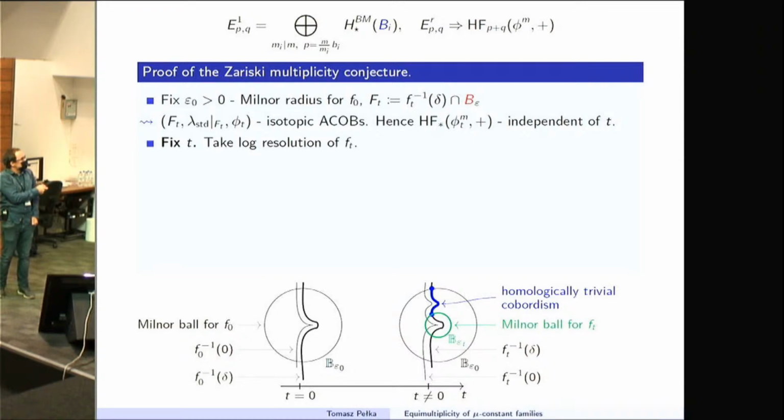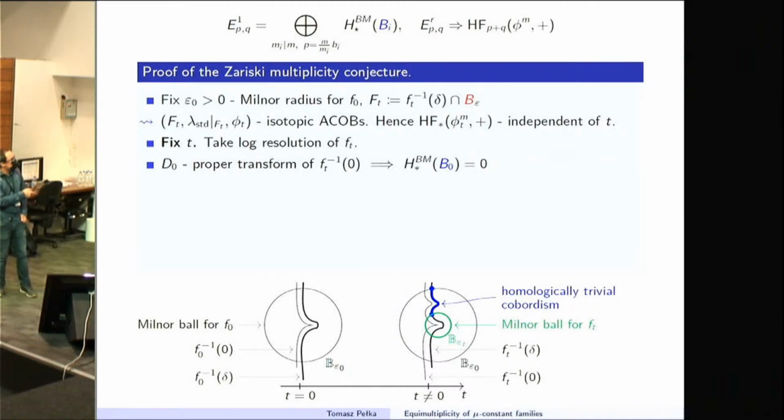Now this concerns the family. Now I fix a member of the family and take the log resolution of this fixed member. I do not take any common resolution. I have no reason to expect a common resolution. But I fix t and resolve it. And I look at the McLean spectral sequence. As in the previous slide, I recall that whenever I take the proper transform of the fiber, the contribution to the spectral sequence is 0.